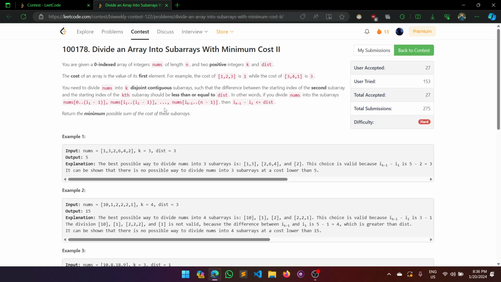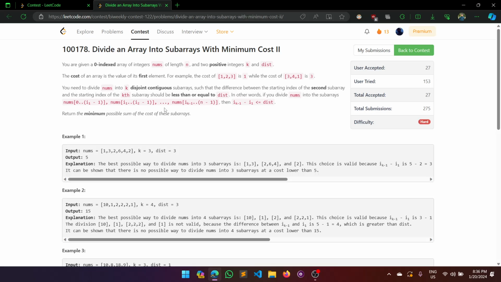In other words, if you divide nums into subarrays, the second subarray and the kth subarray starting indices should differ by less than or equal to dist. Okay. Minimum possible sum of the cost of these subarrays.